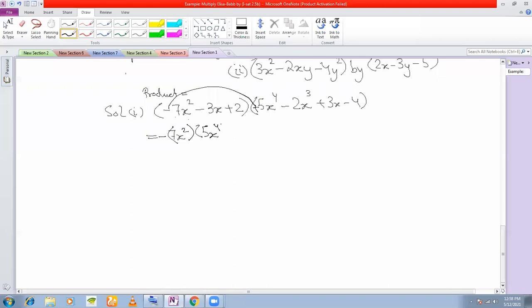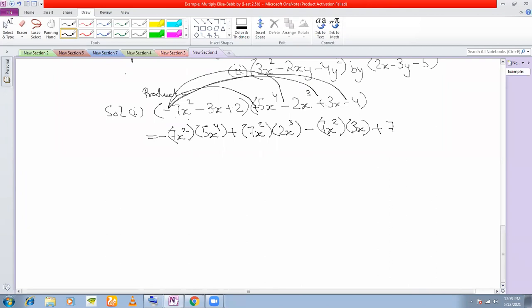of 4. Right? Next, this minus combines with this minus to give you a plus 7x square into 2x cube. This minus now combined with this plus to give you a minus sign 7x square into 3x. And this minus sign combined with this minus sign to give you a plus sign 7x square into 4. Okay, I'm writing below, but try to write in a straight line as much as possible. So you have a minus now.